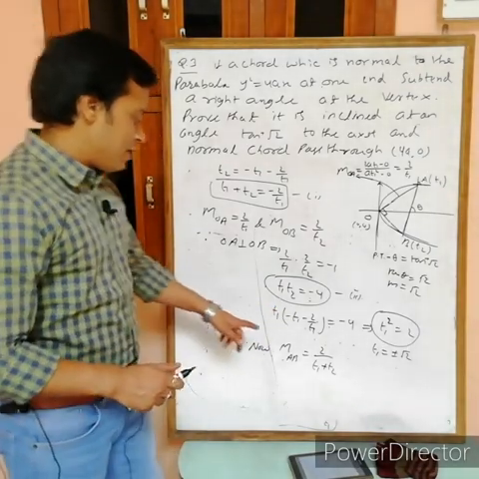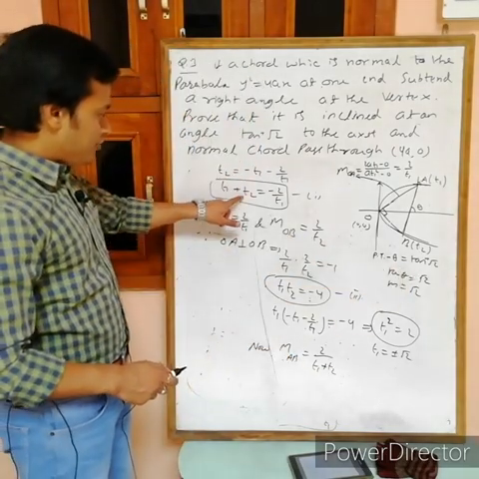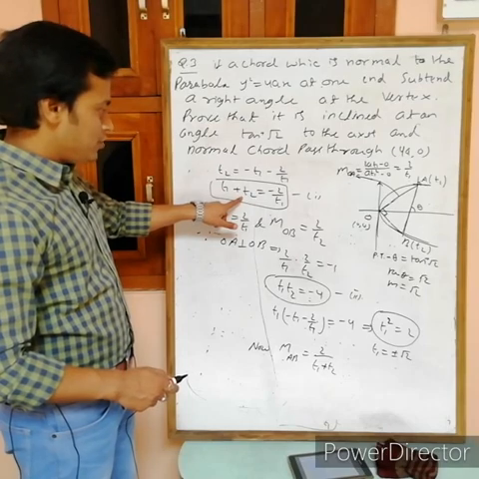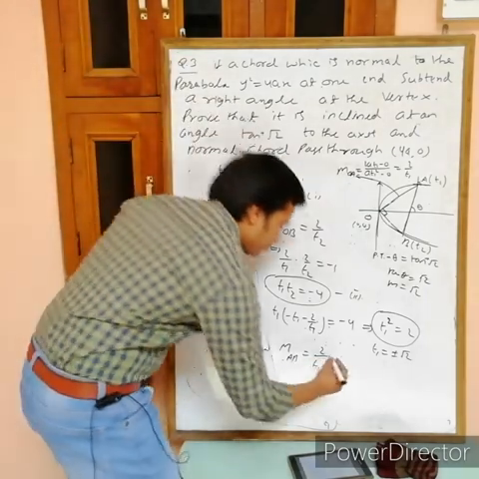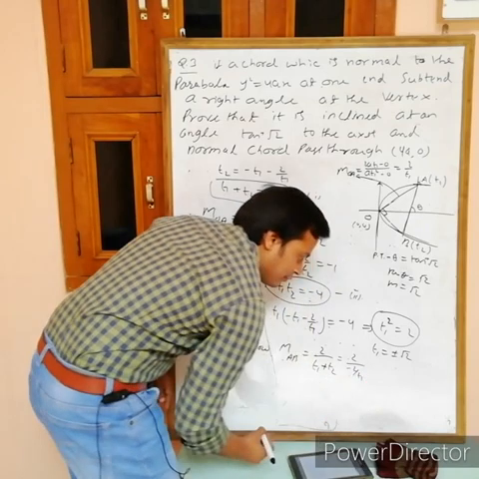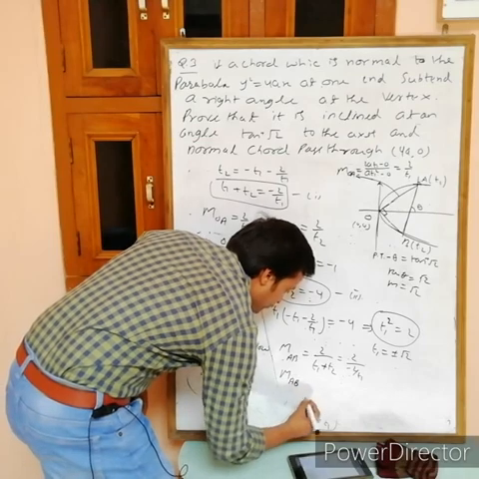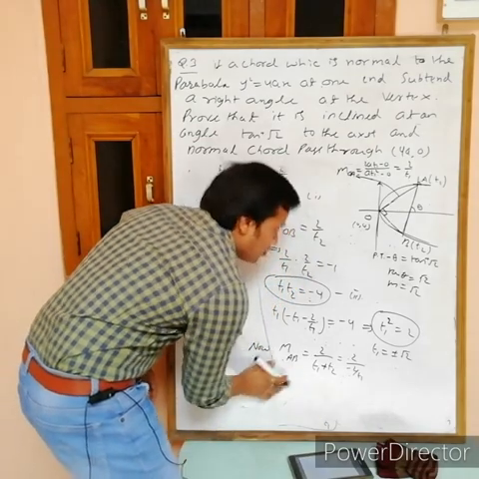Now I want to prove that this slope equals root 2. We have the value of t1 plus t2: t1 plus t2 is minus 2 by t1. So 2 by minus 2 by t1, the 2 cancels out. Slope of AB.